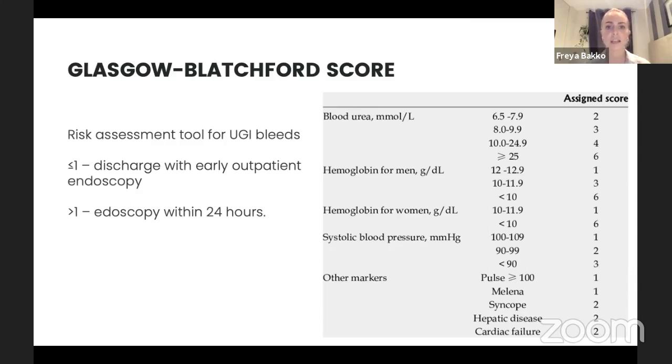And the Glasgow-Blatchford score includes quite simple measures. It's quite an easy and quick risk assessment tool to use. It includes blood urea, which, as we mentioned, indicates an upper GI bleed, hemoglobin, systolic blood pressure, and then a few other markers such as heart rate, whether there's any presence of melena, whether they've had syncope, previous hepatic disease, and previous cardiac failure.